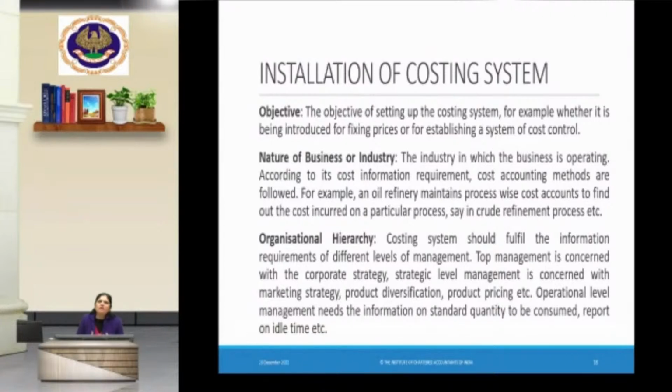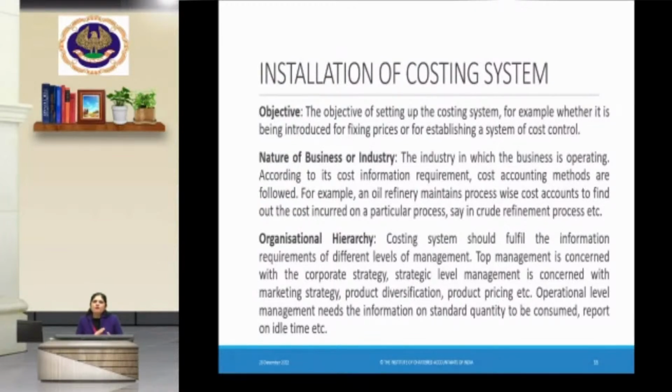So the kind of business will decide which type of costing system we should have. The industry in which the business is operating, according to its cost information requirement, determines the cost accounting methods followed. For example, an oil refinery maintains process-wise cost accounts to find out the cost incurred on a particular process, say a crude refinement process. So basically, it depends. Let us say I'm a company where sugar is made. So I have to follow process accounting.